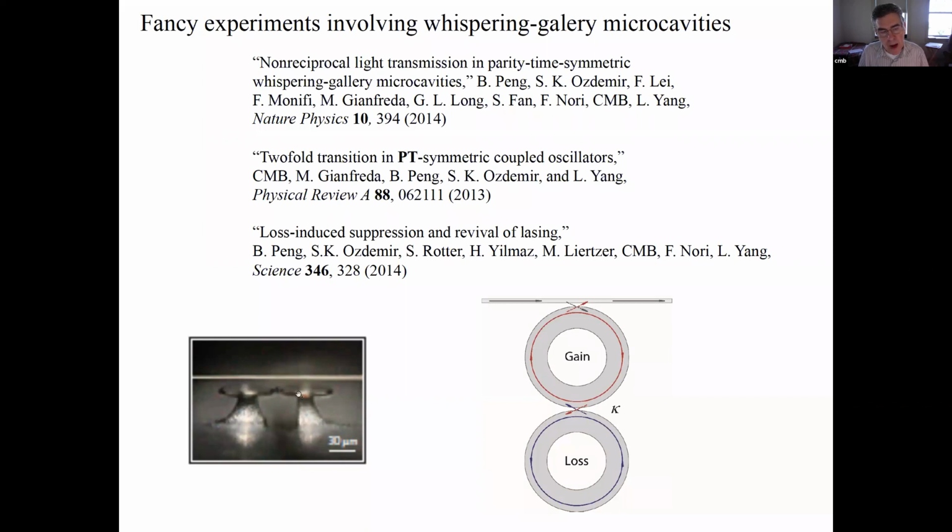So these are two oscillators. You can couple them. You can have loss in one oscillator, just passive loss, and you can have gain in the other oscillator by just shining a laser beam on it. And once again, you can observe an optical PT transition.